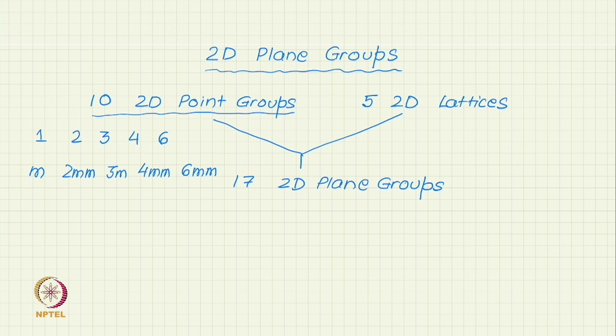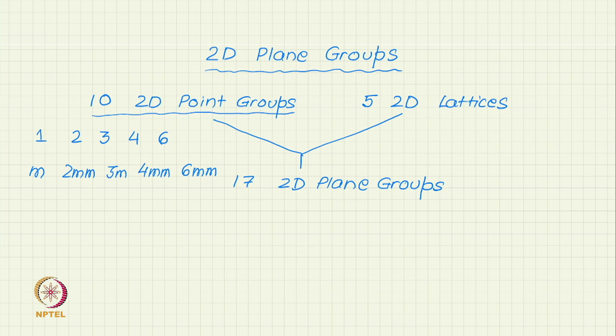3m also has 3 mirrors, but those 3 mirrors are equivalent to each other by the threefold rotation. 4 mm has actually 4 mirrors, but not all 4 mirrors are equivalent to each other by fourfold rotation. So, 2 of them are equivalent by fourfold rotation, another 2 are also equivalent by fourfold rotation, but one pair of twofold is not equivalent to another pair of twofold by fourfold rotation.